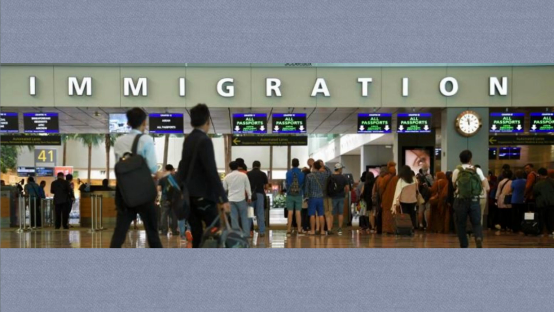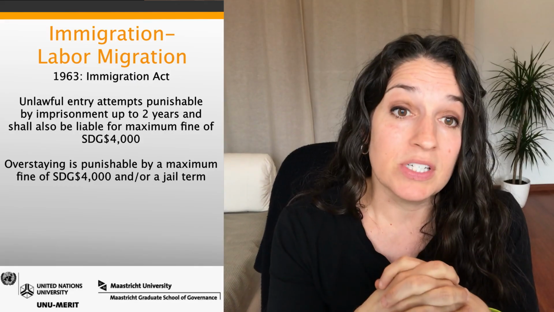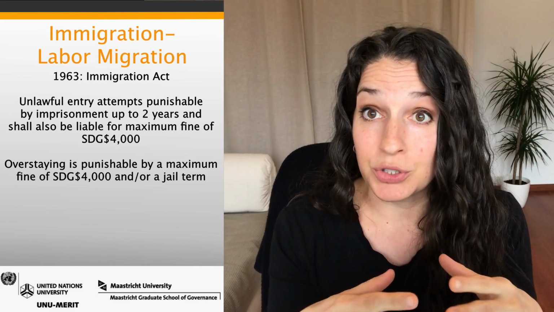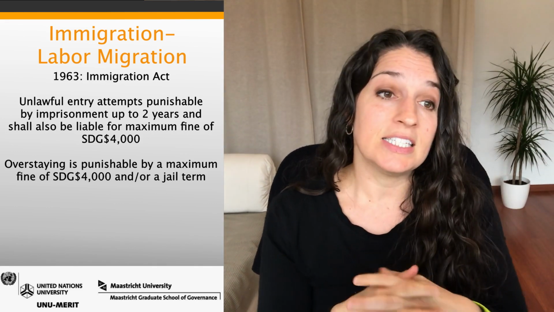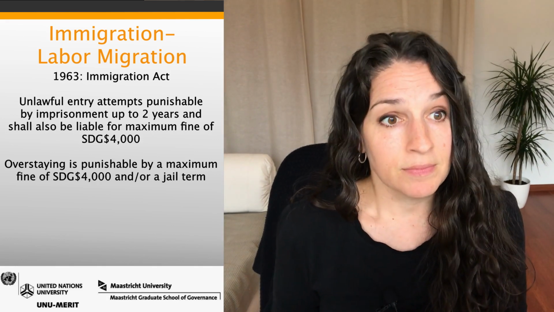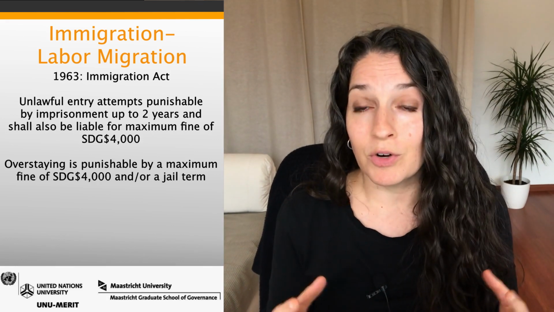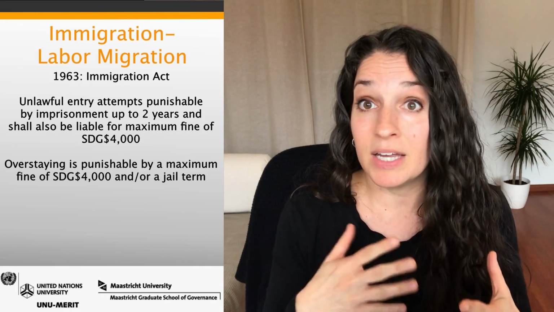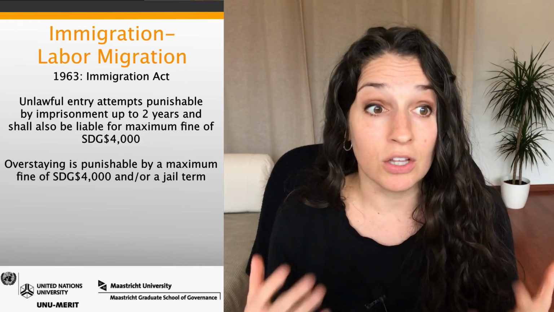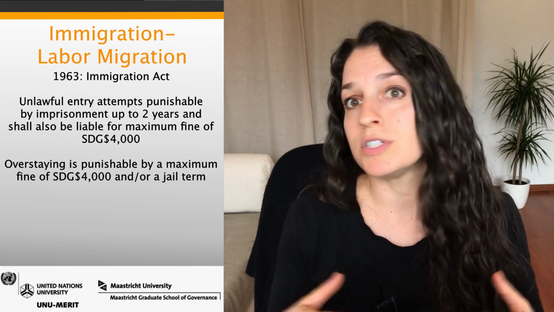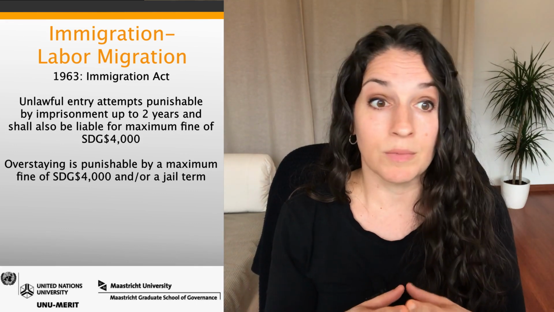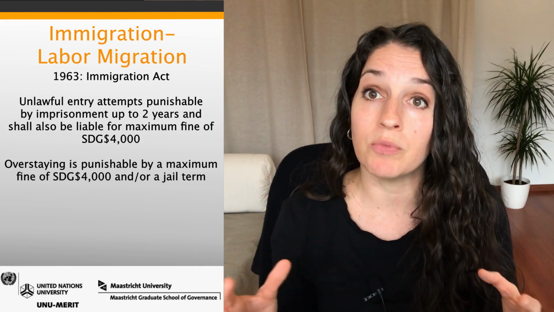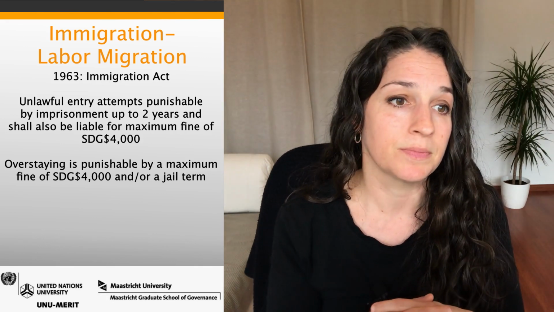So during decolonization and after independence, there were several key legislations on immigration management that were introduced. The first was the 1963 Immigration Act. And this was the first real migration act in the country that made irregular entry unlawful and also made overstaying of visas punishable by fines and jail terms. So now is when real restrictions came into place.